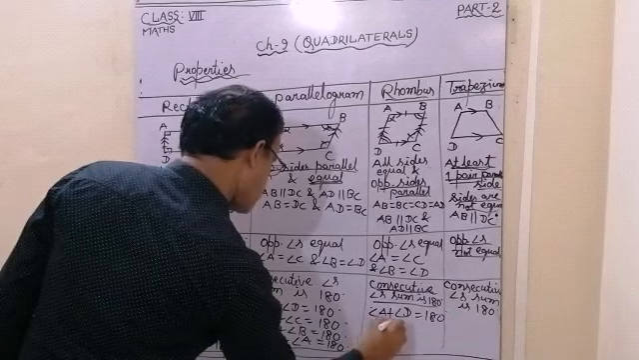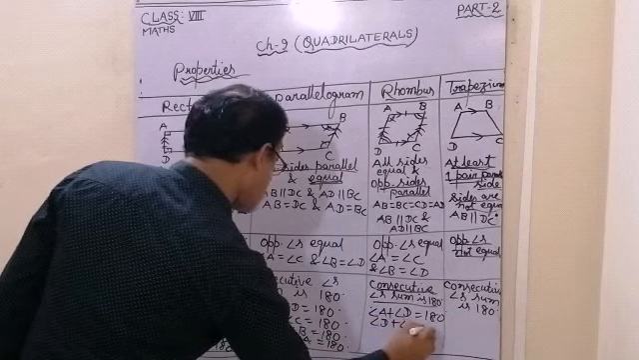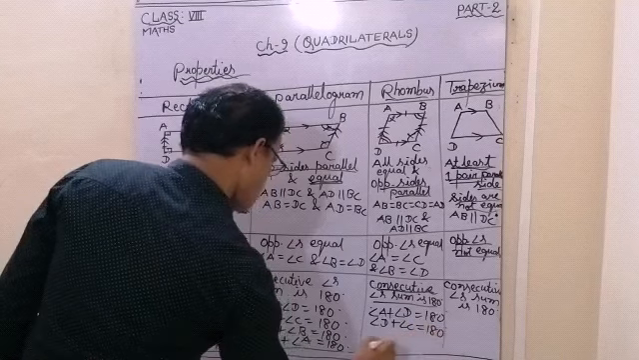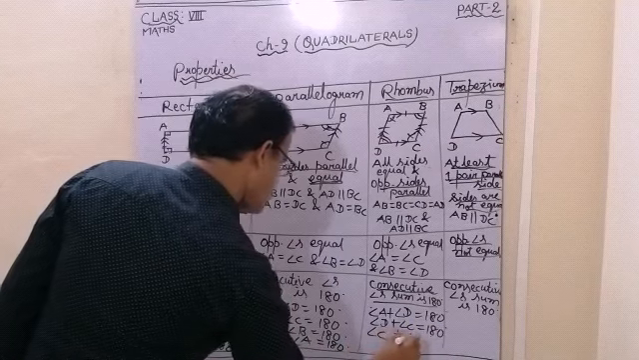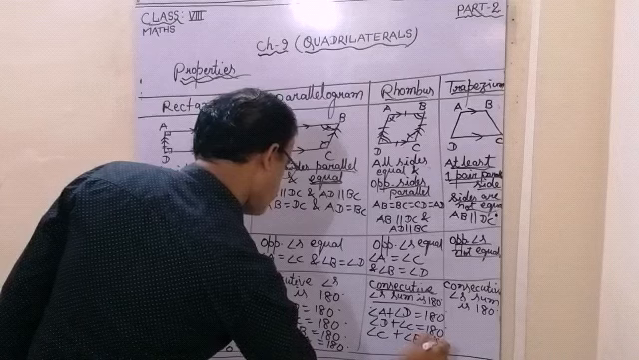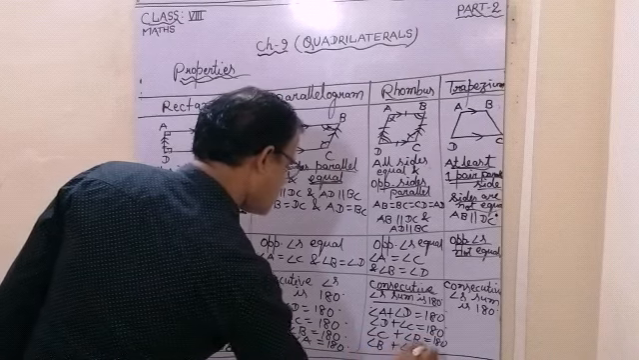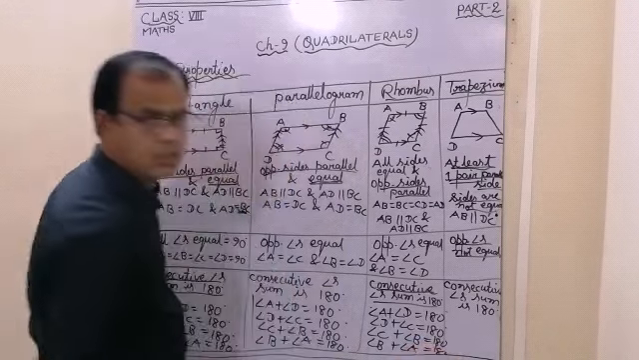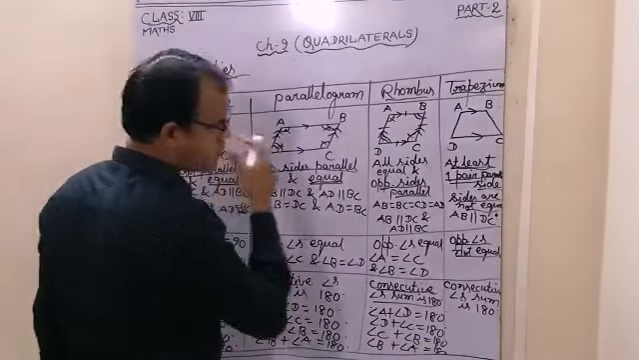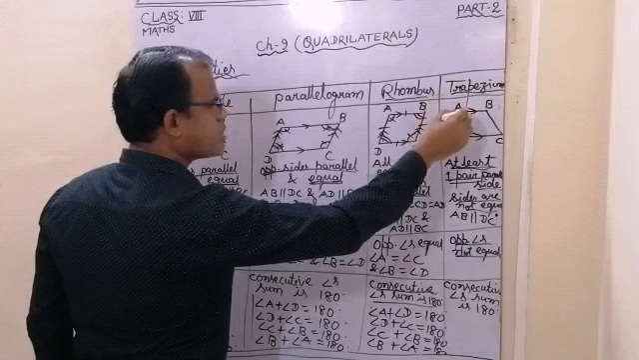Similarly angle D plus angle C, and angle B plus C is 180 degrees. Angle C plus angle B 180 degrees. And angle B plus angle A also 180 degrees. Clear? Next, moving to this question, trapezium.